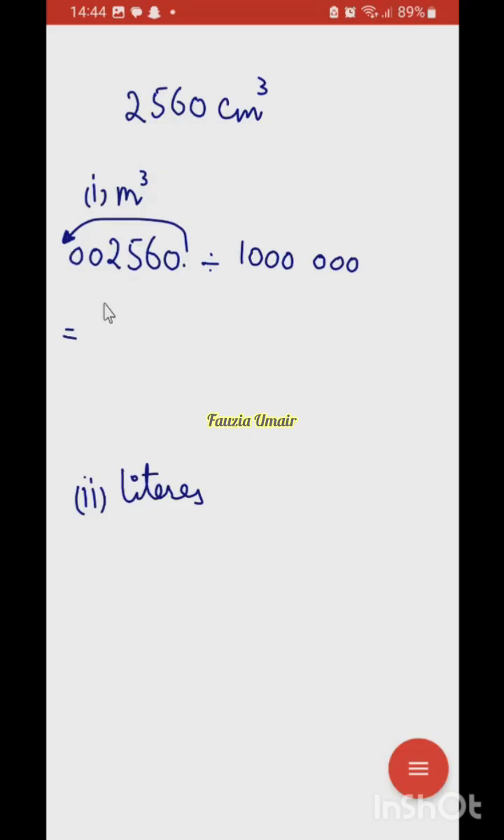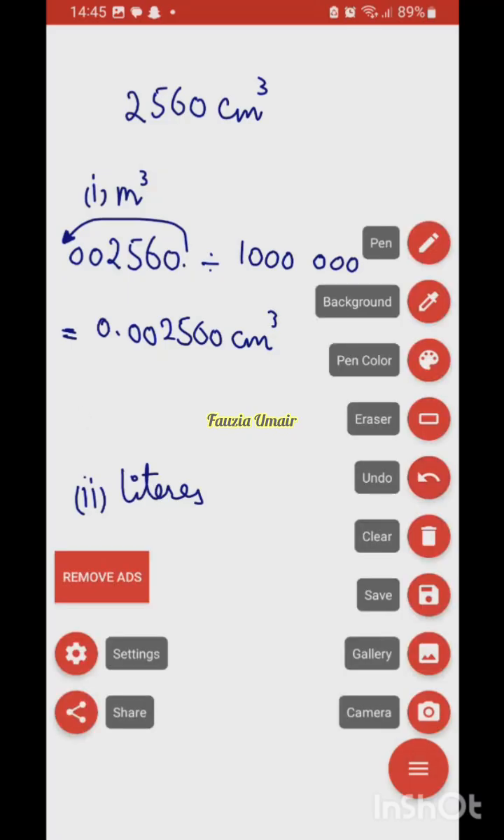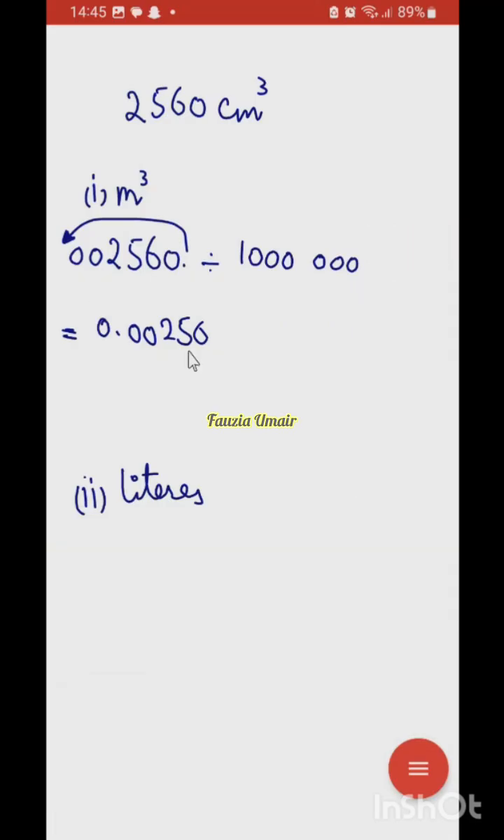Abhish, can you help me in writing the answer, beta? Ma'am, 0.002560. And the unit would be meter cube. So now we need to convert it into liters. So what to do? Sorry, ये मैंने centimeter वाला डाल दिया, ma'am, meter होगा ना? We will multiply with 1,000. अच्छा ठीक है. 1 liter is equal to 1,000 cubic centimeters.